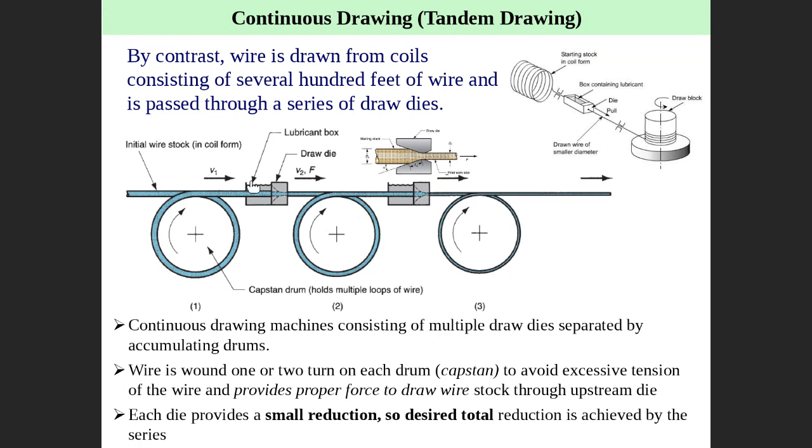It could be a single die, or a series: one, two, three. It depends on the final size and the initial size. This is the initial size. You make a reduction here, then another reduction, and so on, until you get the final size at the end of the process. Every one is a single die. This is a continuous drawing. Each rotating drum applies tensile force at the periphery and feeds to the next one. So always tensile, always tensile.